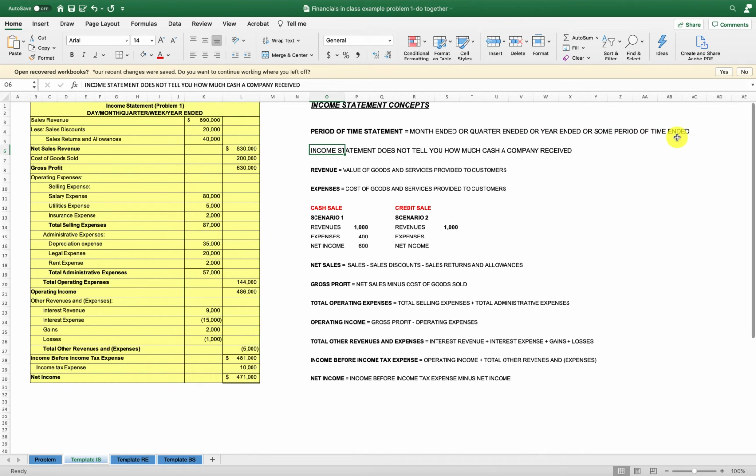It could be day ended. So when you look at the income statement, think of it as it tracks activity over a period of time. It could be a day, a week, a year, a month, etc., right? So the income statement is a period of time statement.